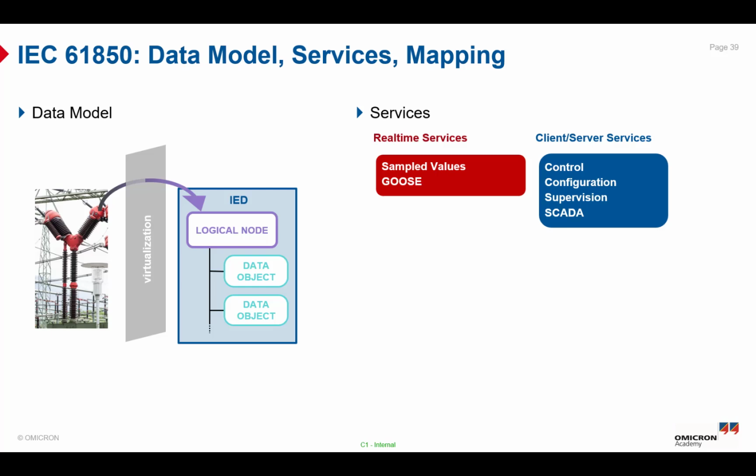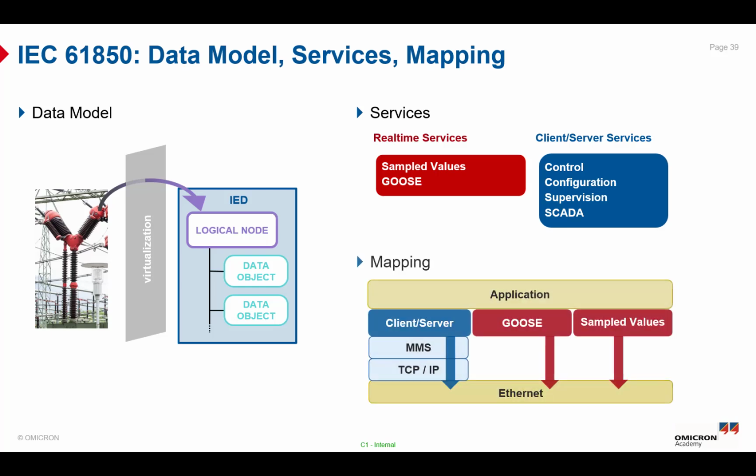So here are the services using the sampled values and GOOSE messages, and also the client-server services for control, configuration, supervision, and SCADA systems. And here is how you can map these logical nodes, logical devices, data objects, and data attributes to the structure of the IEC 61850, using the client-server protocol in the SCADA systems, or using the GOOSE and sampled values communication protocols over Ethernet in the digital substation or the hybrid substation.